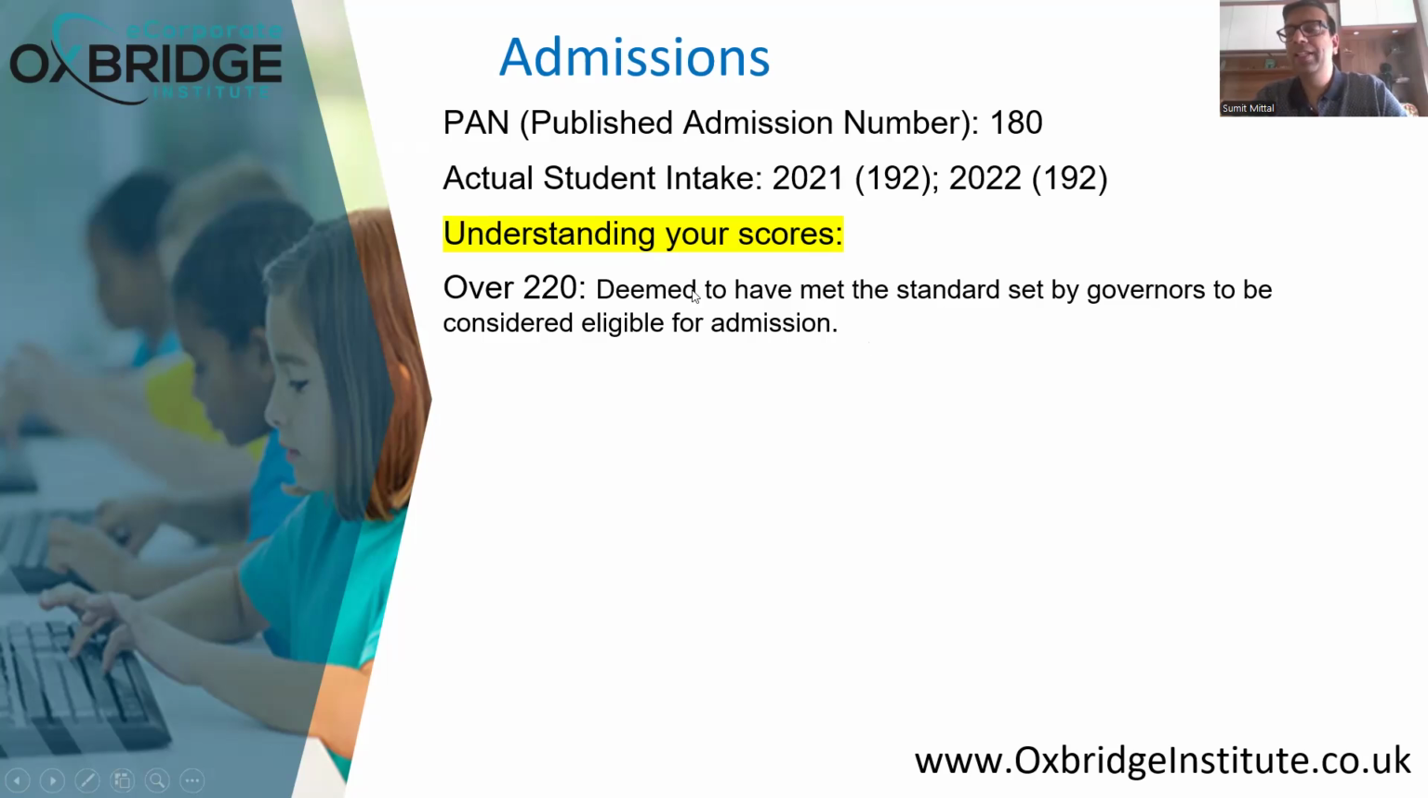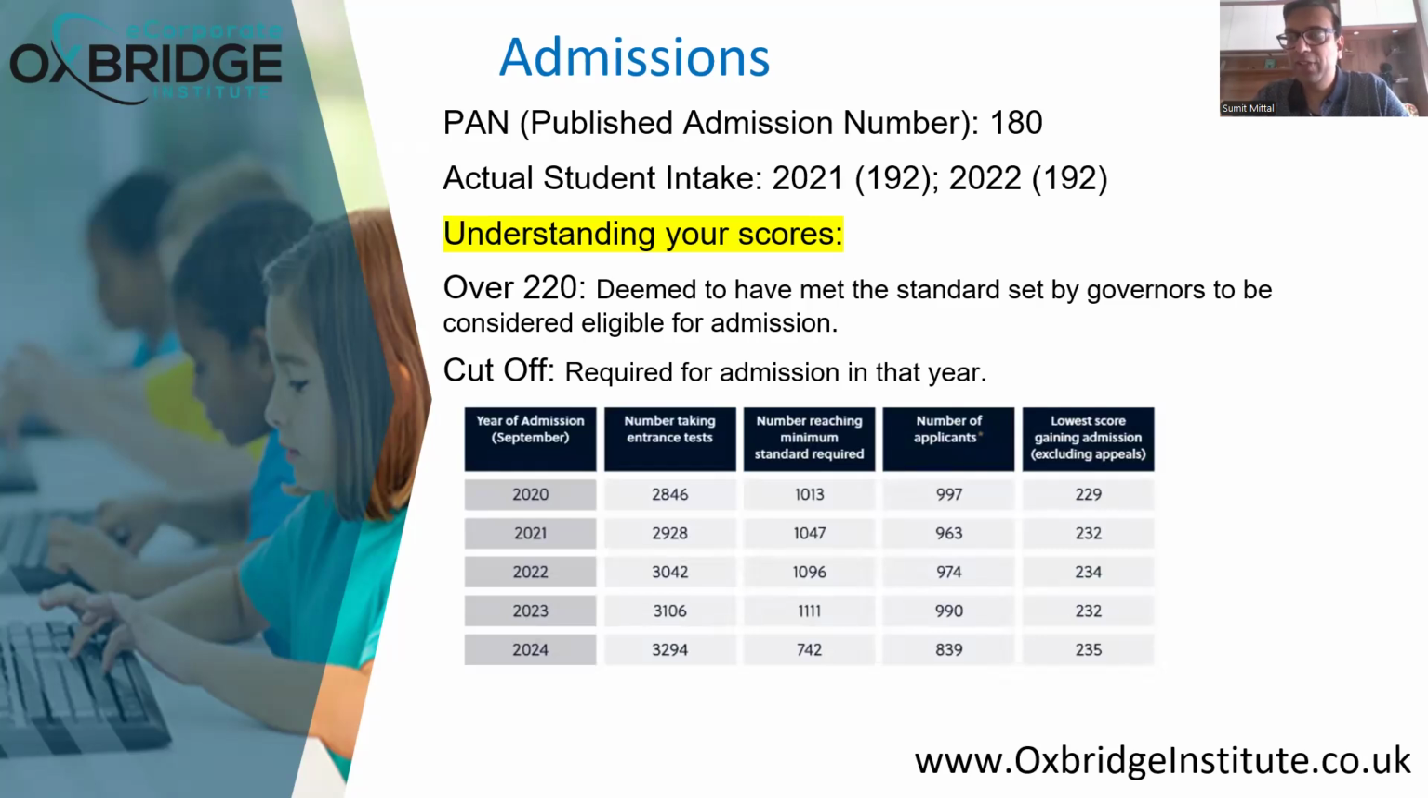Let's understand what score is going to enable you to gain admission into QE. Now there are two kinds of scores. One is that you need to get a score over 220 to be considered eligible for admission. If you get a score of 220 or above, that doesn't mean you are going to get admission. It means you have achieved a level where the school thinks you are fit for admission into QE. Whether you actually get admission or not depends on how others have performed in that particular year. So this is the cutoff.